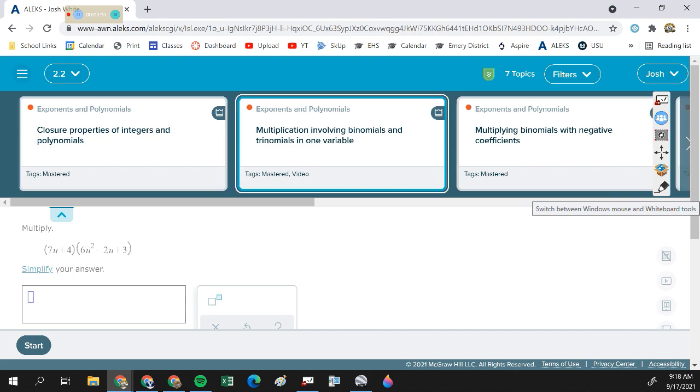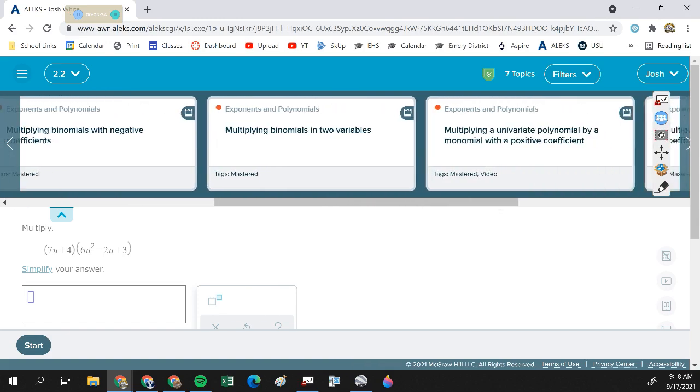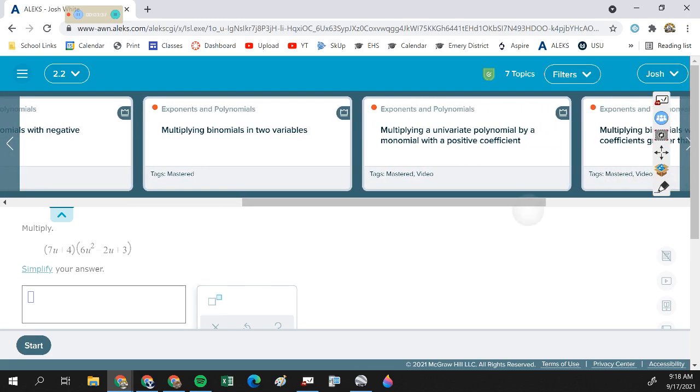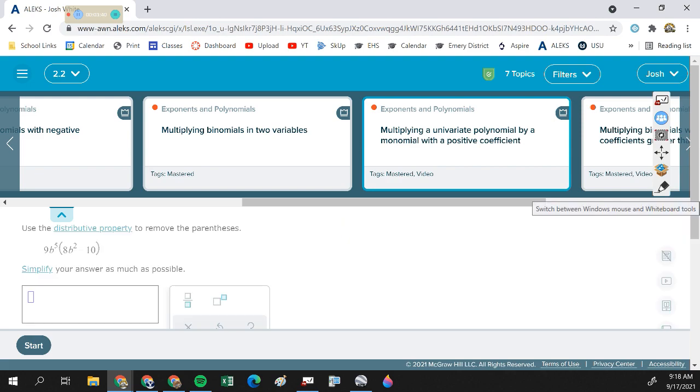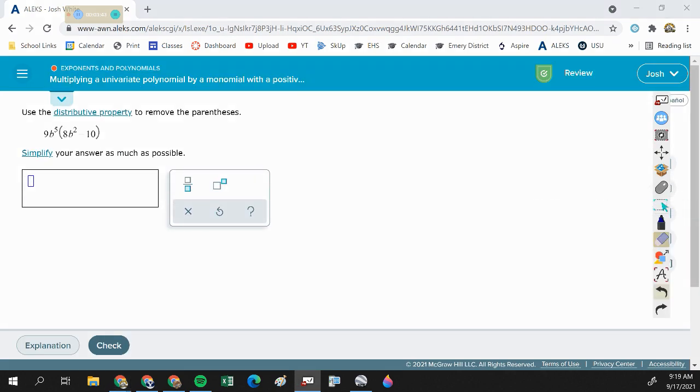Let's do. Okay, we'll start with this one. How do we multiply this? We use distribution. So 9 times 8 is 72b to the 7th. And then 9 times negative 10 is negative 90b to the 5th. Okay, you guys know how to do that, right?